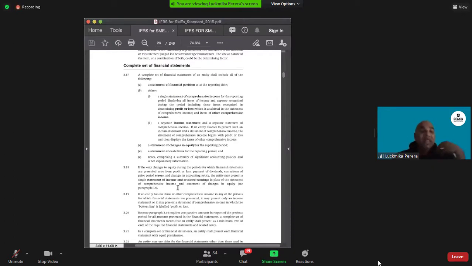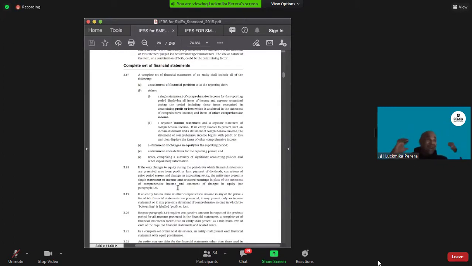The next one is what we call the statement of comprehensive income. There are two ways to call it. You can call it either an income statement, or you can call it statement of comprehensive income. There's very little difference between the two, and they both usually meet the same objectives in terms of implementation. It says here, a single statement of comprehensive income for the reporting period displaying all items of income and expenses, etc. Sometimes they do a separate income statement and a separate statement of comprehensive income for each of the entities. This doesn't apply to SMEs in most cases.